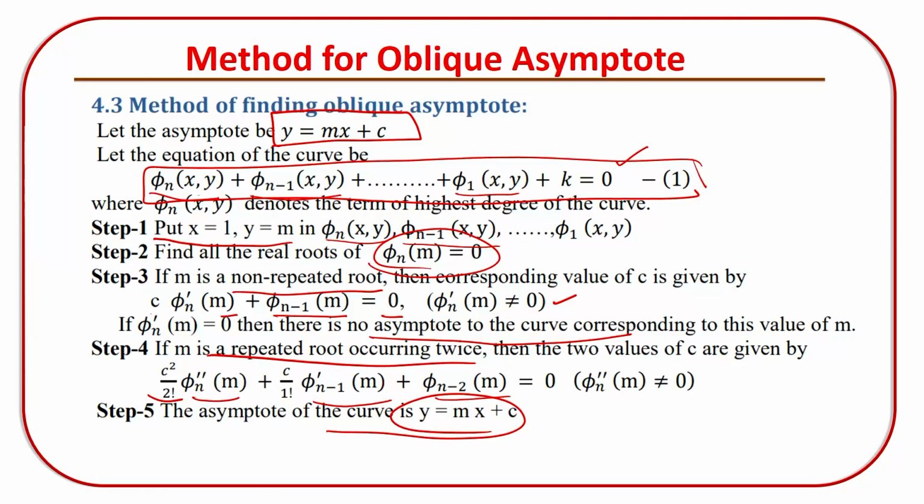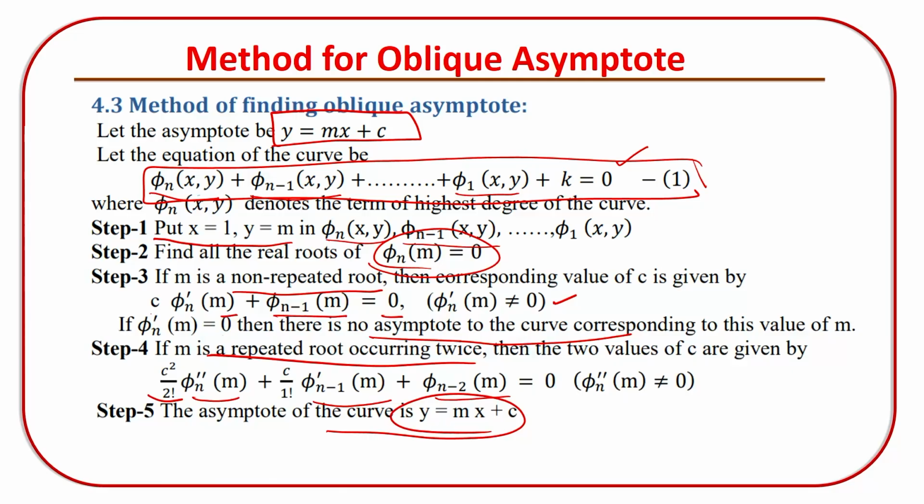Identify which one is the repeated root, which one is the non-repeated root. If you have a non-repeated root, that will be quite easy to do. There is only one c value: c phi n dash(m) plus phi n minus 1(m) equal to 0, right. And if phi n dash(m) equal to 0, then there is no asymptote for the non-repeated roots.